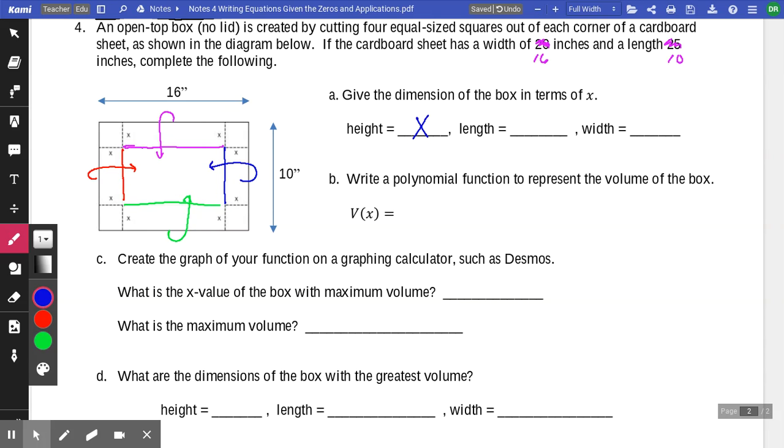What does that mean about our length? Well, the length was originally 16 inches all the way across, right? But if you cut out x amount over here and x amount over here, what are you left with? Well, it turns out you're left with a length of 16 minus each of these x's. And so for us, that means that this space is 16 minus 2x.